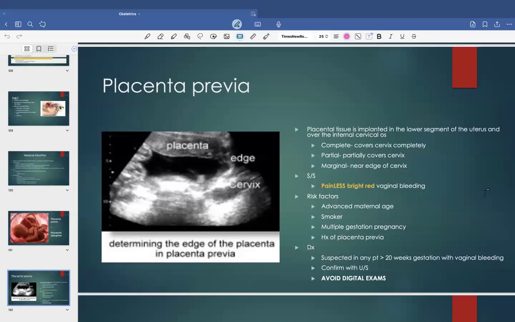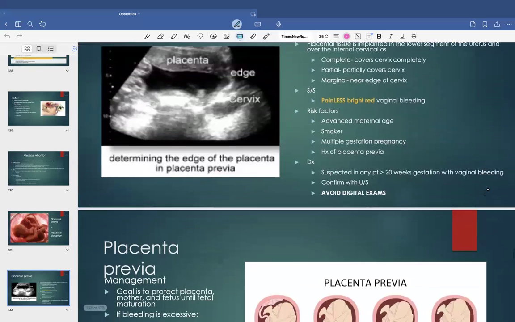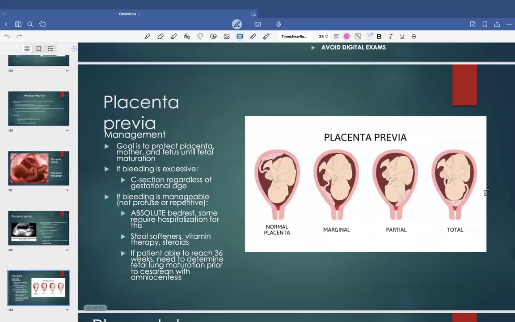You want to avoid this: do not use your finger to do a digital exam. You may cause bleeding. Avoid digital exams in these patients. Placenta previa, here are the pictures. The normal placenta at the top of the uterus, marginal, near the edge, partial, partially covering the internal os, and total, completely covering the internal os.